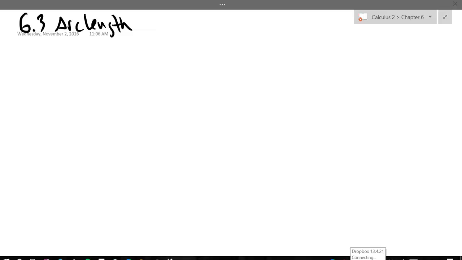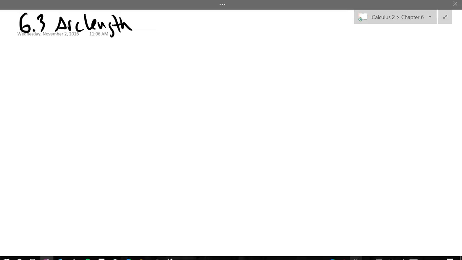So this is completely unrelated to volume and all the surface rotations, or the region rotations. It will be tangentially related, because what we're going to do after arc length is surface area, where you're basically going to take an arc length and rotate it into a surface. And then we're going to go find surface area. It's going to be just like arc length. So first, doing arc length.